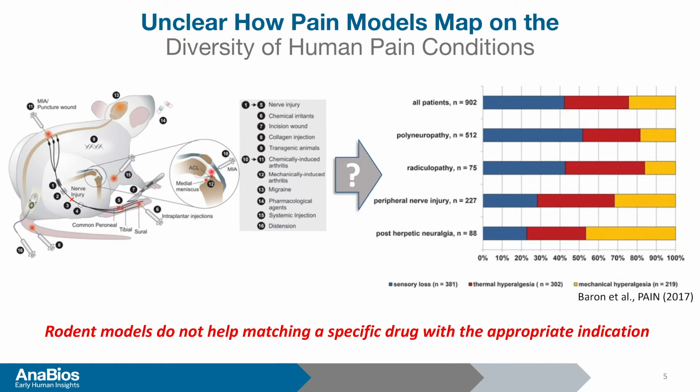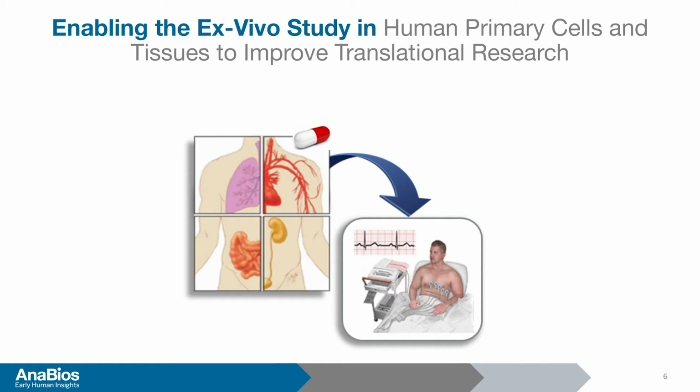AnaBios has decided to tackle these translational challenges by introducing a new paradigm, which enables the study of drug potential efficacy and risk directly in human cells and human tissues at the preclinical stage.